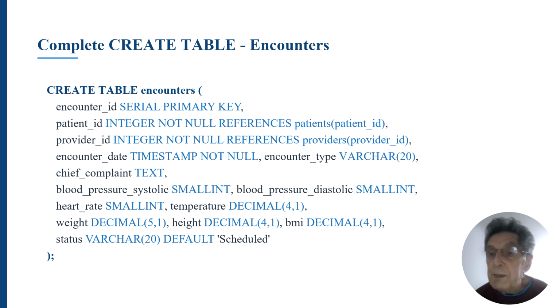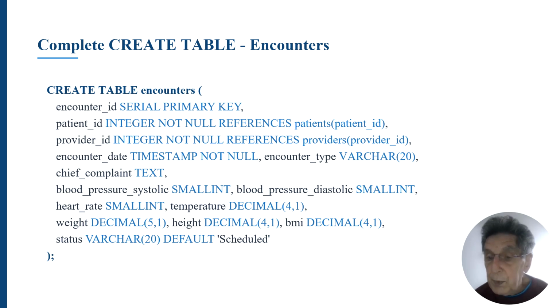The encounters table demonstrates referential integrity. Encounter ID serial primary key is the unique encounter identifier. Patient ID integer, not null, references patients. Patient ID must link to an existing patient. Provider ID integer, not null, references providers and must link to an existing provider.